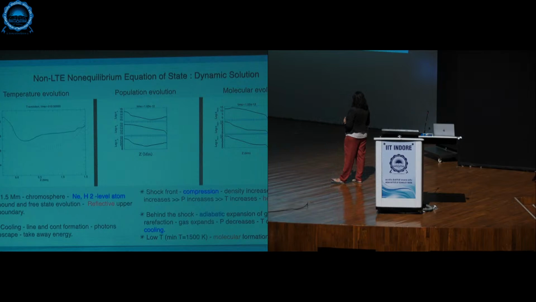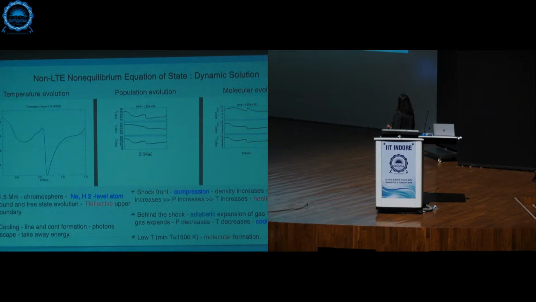So, I have the evolution of hydrogen protons and neutrals and the molecules and the temperature. We have a reflective upper boundary here, and cooling, in general, should be through line and continuum formation. In this case I have only the continuum, and so you can see that this is the snapshot within the shock.